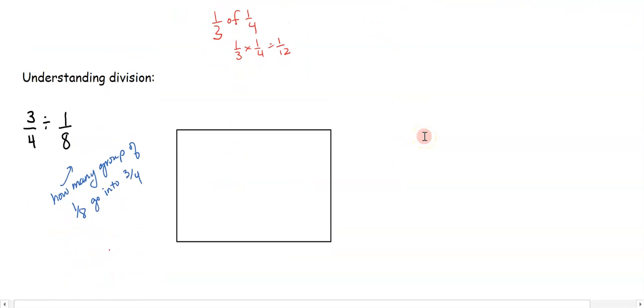But what if you're dividing by a fraction? How do you make 1/8 equal groups? It's kind of confusing that way. So we could think about it this way. There's a few ways we can think about division. How many groups of 1/8 go into 3/4? How many times can 1/8 go into 3/4?